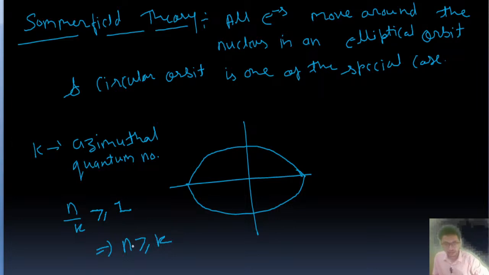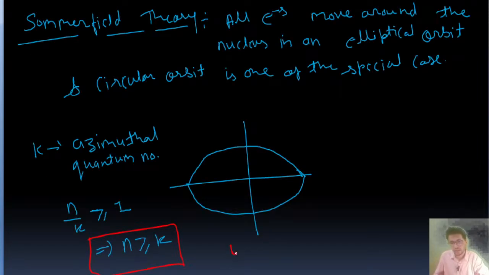N is the principal quantum number, right? So N is greater than or equal to K. Very important one. N is greater than or equal to K. Where K values are 1, 2, 3, and so on.